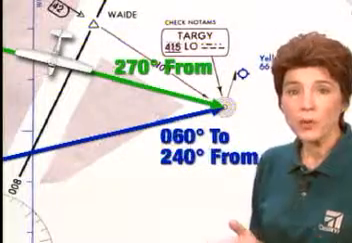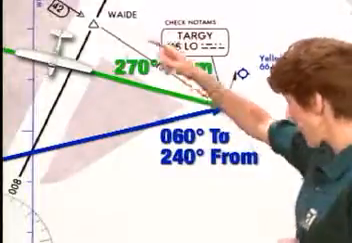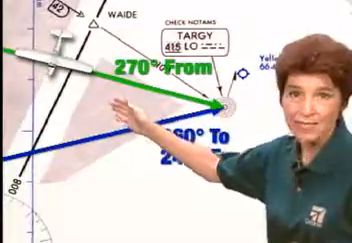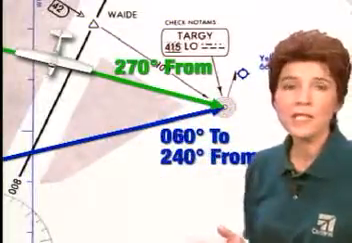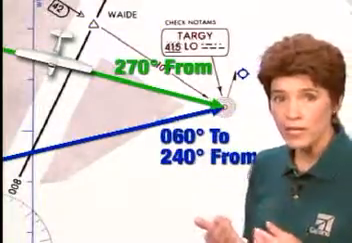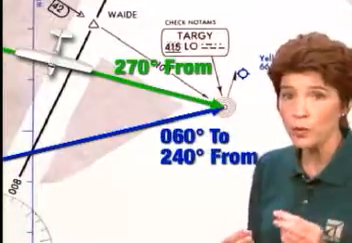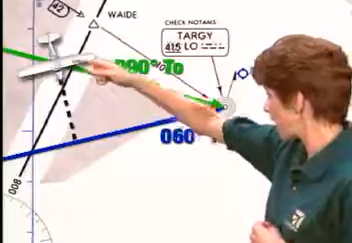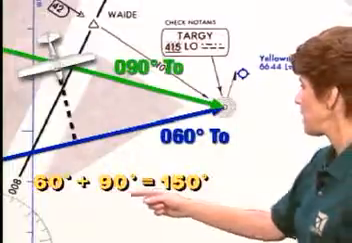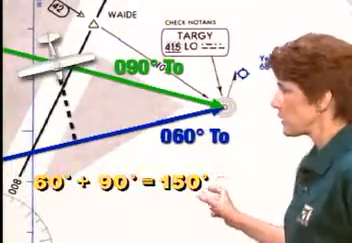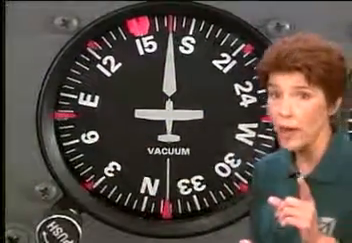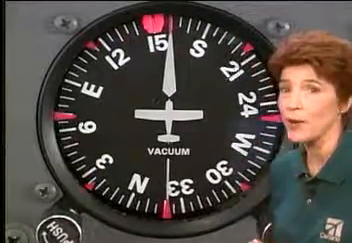So now all you have to do is turn to some heading so that you will intercept the 060 degree bearing to the station somewhere southwest of the NDB. There must have been some reason why ATC wanted you on that bearing, and if you turn southeast to intercept the 060 degree bearing to the NDB at a 90 degree angle, you'll get there most directly. 60 degrees plus 90 degrees equals 150 degrees. So you turn to a heading of 150 degrees and fly directly to the 060 degree bearing.